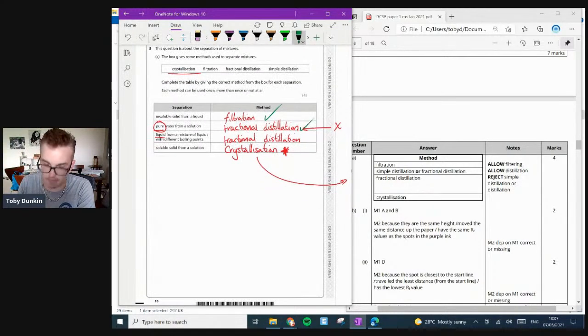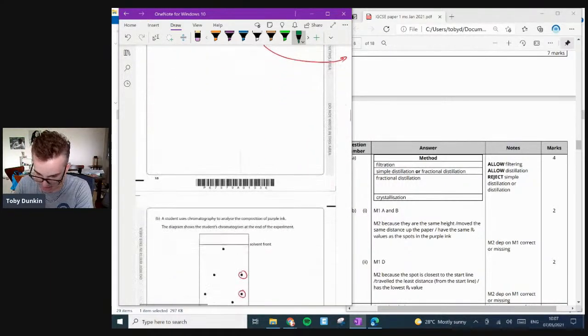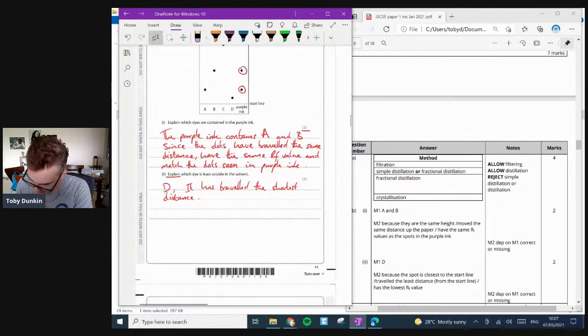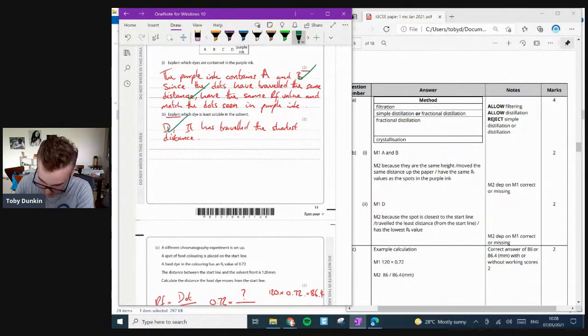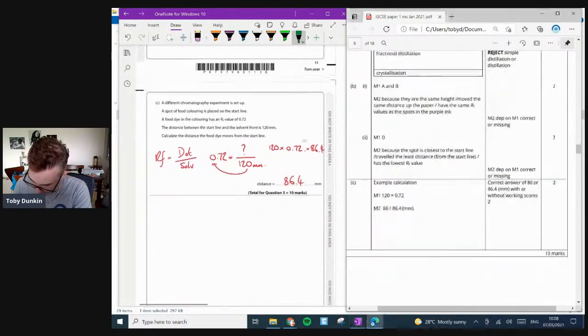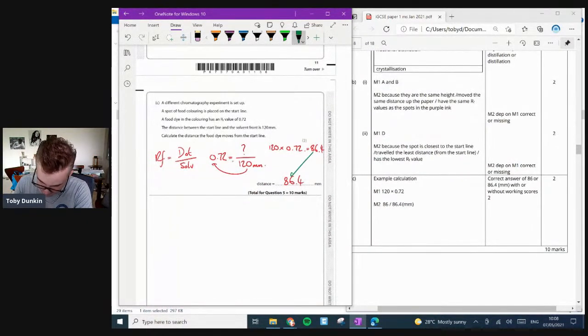Thank goodness for Edexcel, appreciating that you can have both fractional distillation or simple. Thank goodness for that. Crystallization. Contains A and B because they have the same height. Traveled the same distance. D has traveled the shortest distance because the spot is closest to the line. 86.4.